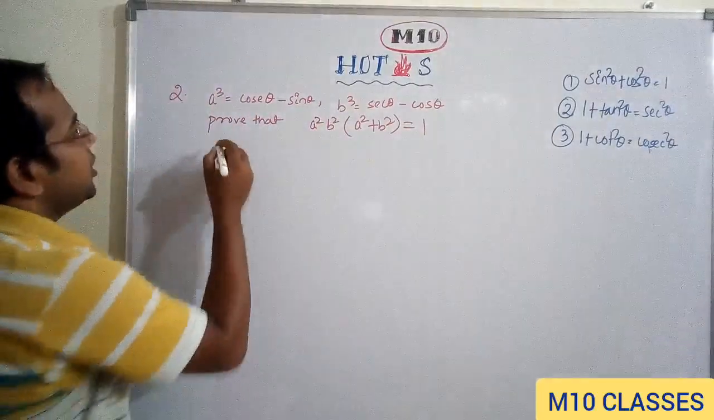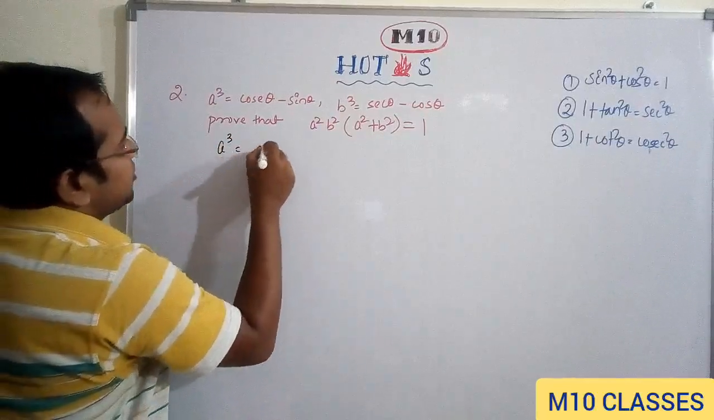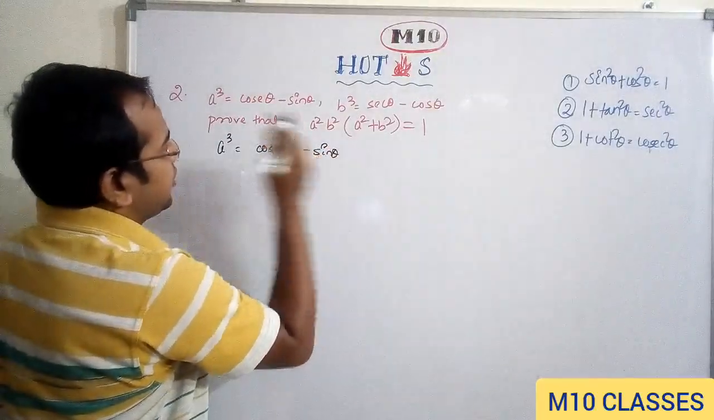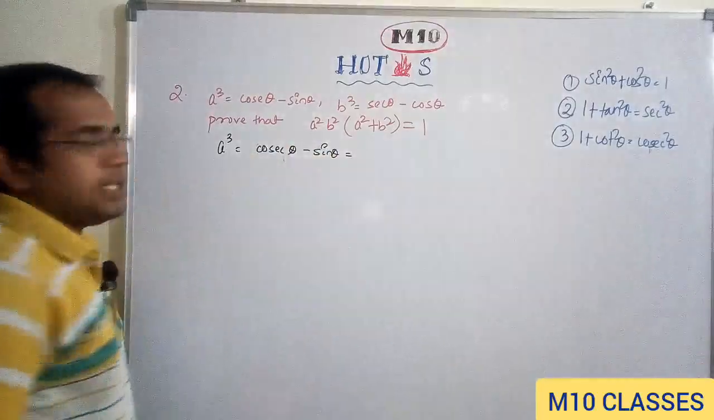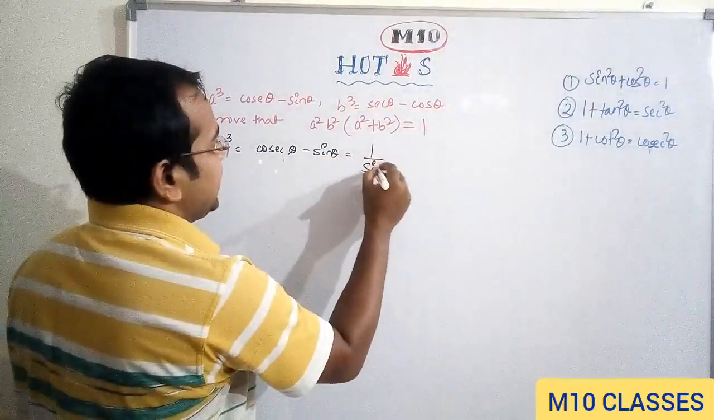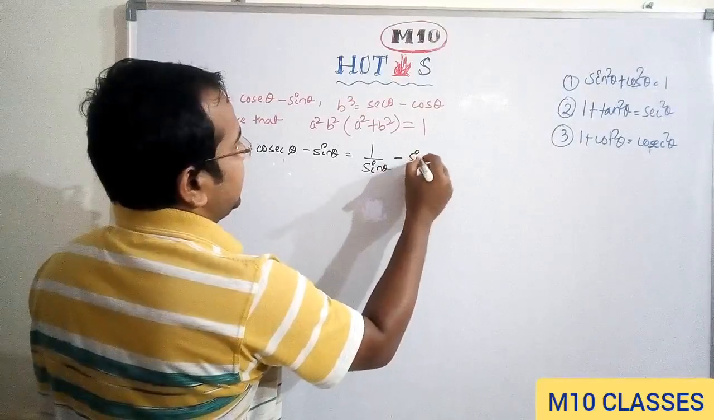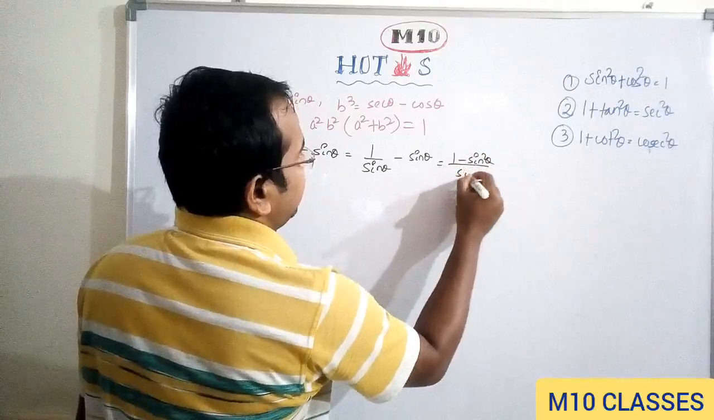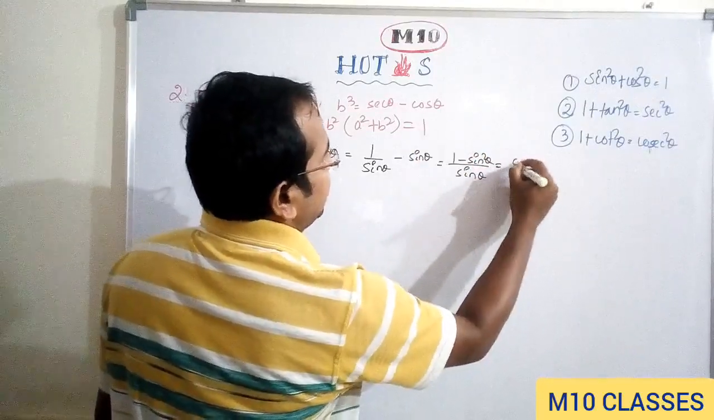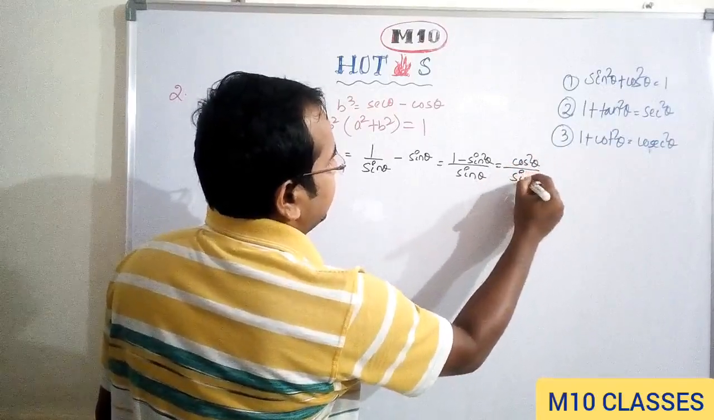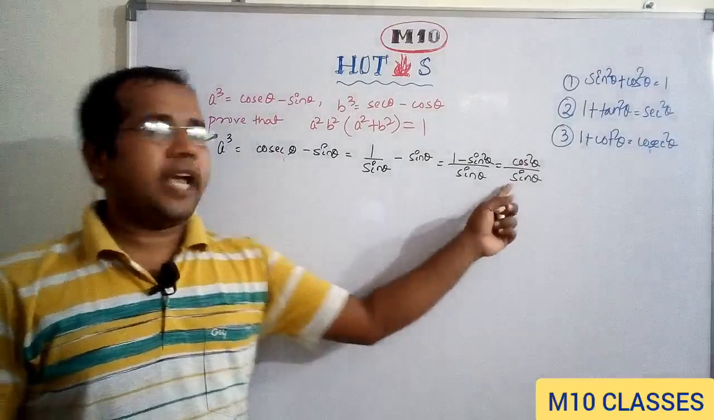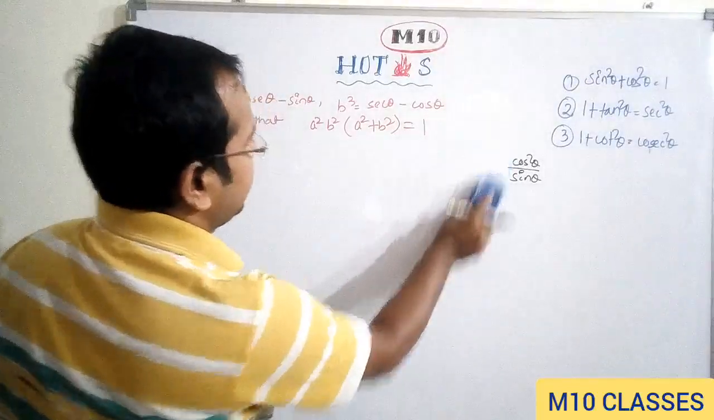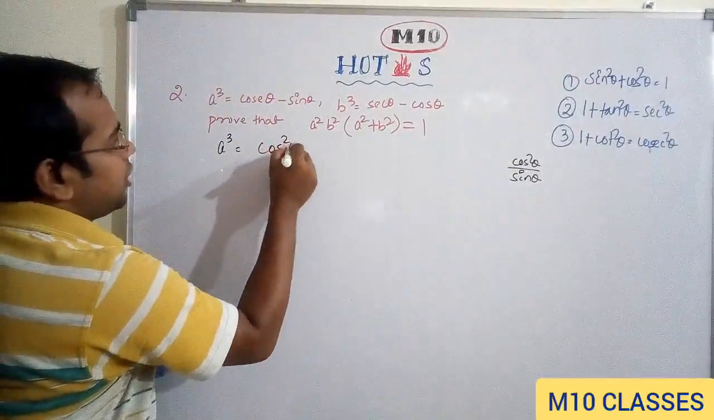So first of all, see, this is cosec theta minus sin theta. Now let us convert it into sin theta. So what will we get here? 1 by sin theta minus sin theta. That we are going to get (1 minus sin square theta) divided by sin theta, which is nothing but cos square theta divided by sin theta. So this is a cube. So I can write it here that a cube equals cos square theta divided by sin theta.